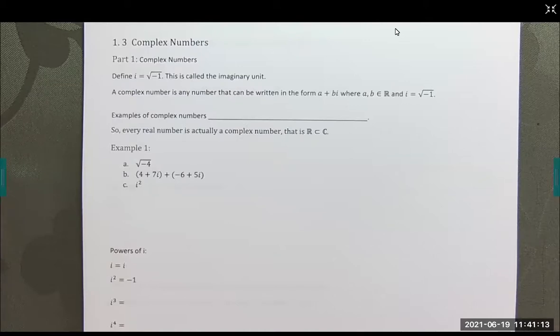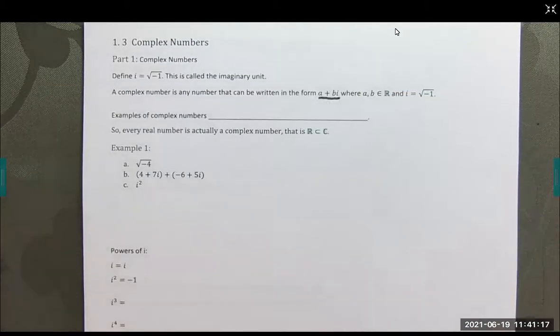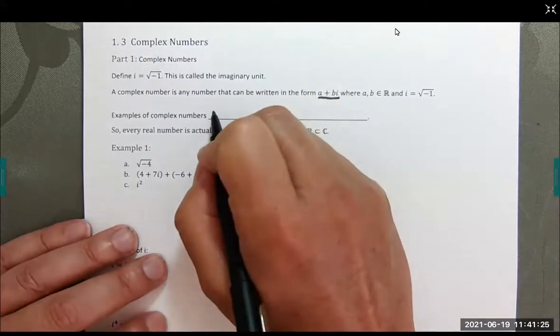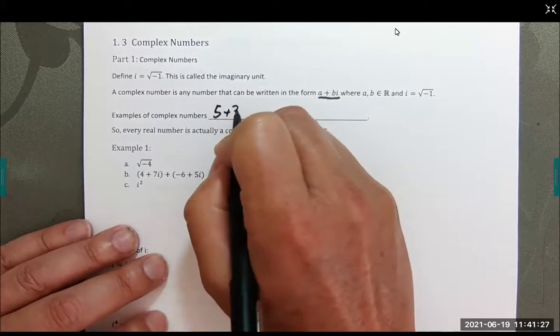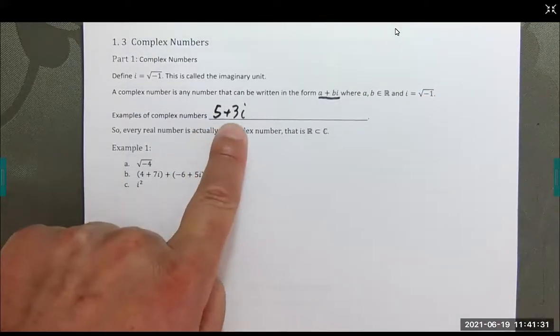Complex numbers are written in a form called standard form, a + bi, where a and b are real numbers, and i, again, is defined as we said here. So let's start with some examples of complex numbers. 5 + 3i. This is considered the real part. This is considered the imaginary part.